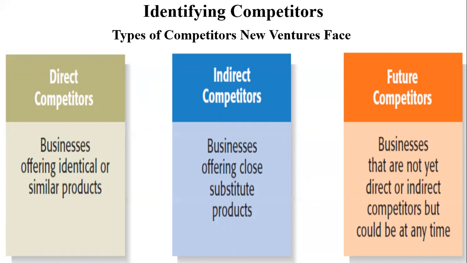And finally, the future competitors are the ones that are currently not existing. They are businesses that are not yet direct or indirect competitors, but could be at any time. So these are potential competitors who are currently pursuing something else, but with time, unless events point to the contrary, they are also likely to venture into your line of business, especially when the business trend starts to give signal that a lot of people are making supernormal profits in that line of business.